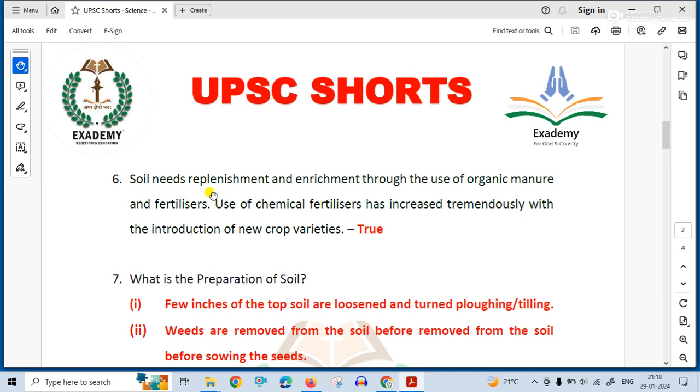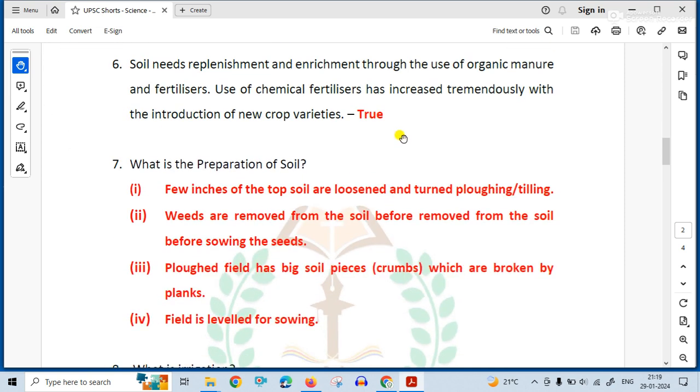Soil needs replenishment and enrichment through the use of organic manure and fertilizers. Use of chemical fertilizers has increased tremendously with the introduction of new crop varieties. This statement is true. What is the preparation of soil?